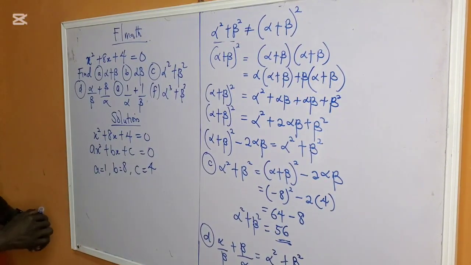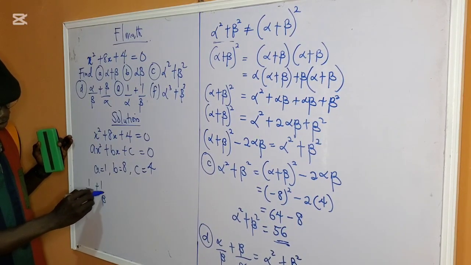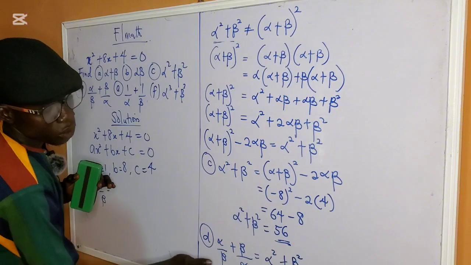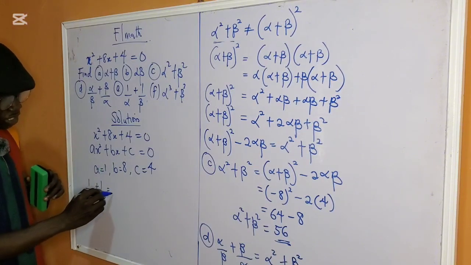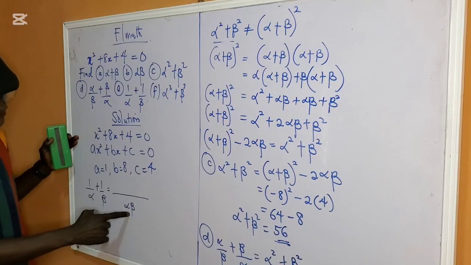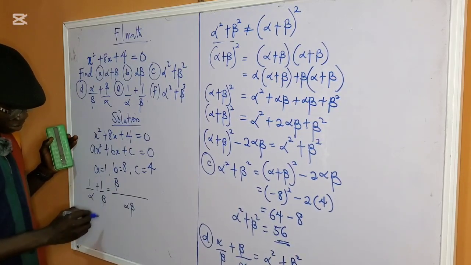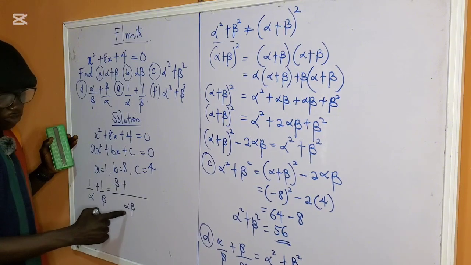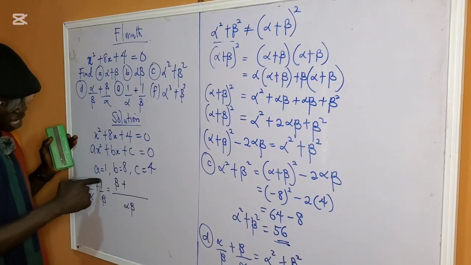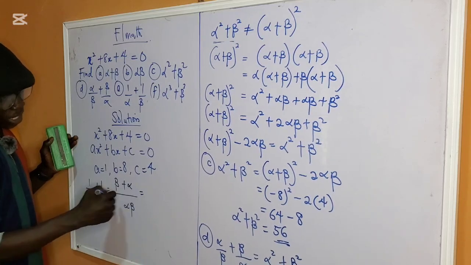the next one is 1 over alpha plus 1 over beta. Just like what we did here, we need to look for the LCM of the denominators, alpha, beta. So alpha in alpha, beta, that will give us beta. Beta multiplied by 1 is beta, plus beta in alpha, beta, that will give us alpha. Alpha multiplied by this one, that is alpha. So we can rearrange this.